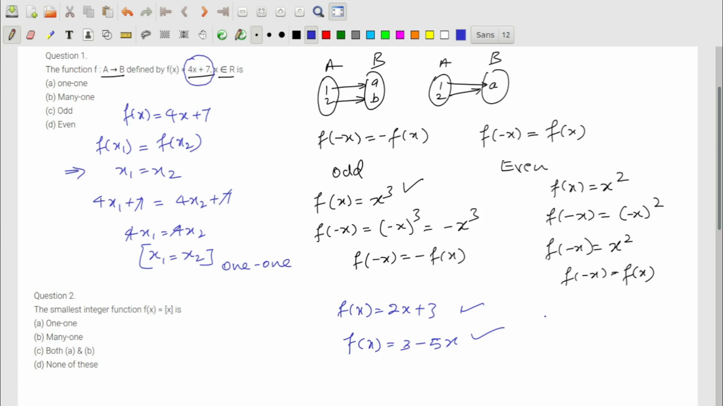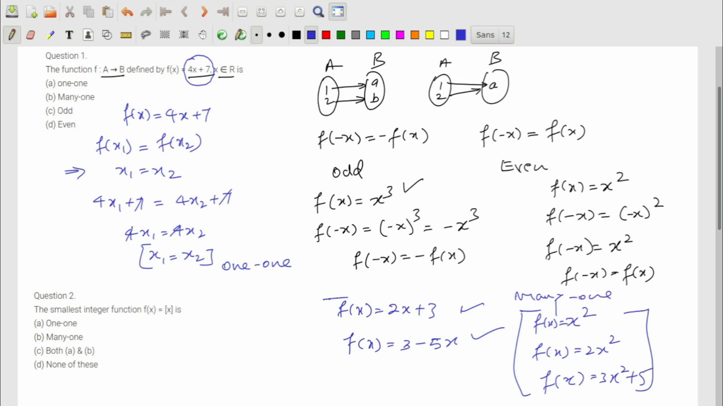So what about many-one functions? If you have x square, or f of x is equal to x square, or f of x is equal to 2x square, or f of x is equal to 3x square plus 5, these all are many-one functions, okay? Just keep this in mind. These all are many-one. If it is quadratic, then it is many-one; if it is linear, then it is one-one, okay? Fine. So here 4x plus 7, definitely it is not a many-one function.